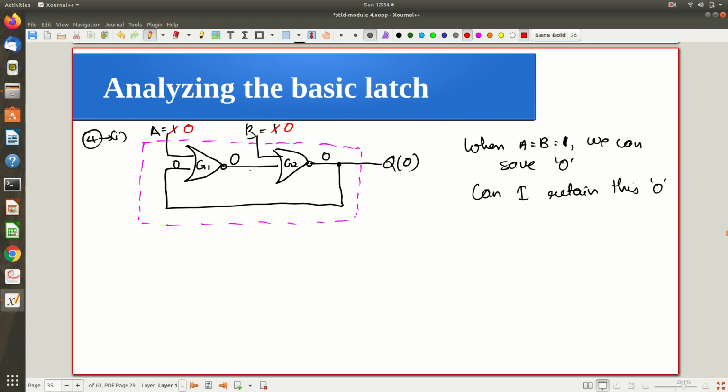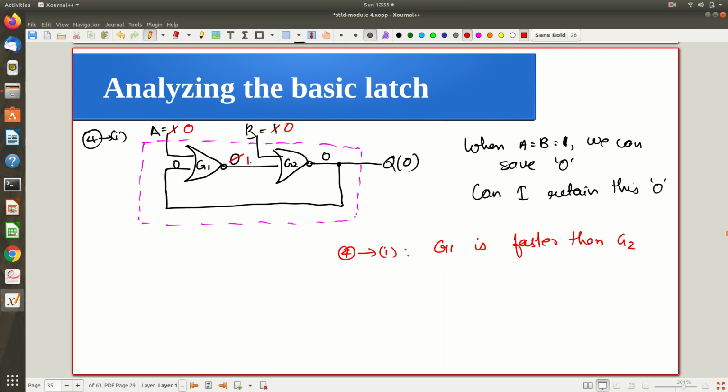Let's see. There are 3 sub cases I can think of further, depending on the speed of gate 1 and gate 2. Let me write the first case of the fourth one. Say gate 1 is faster than gate 2. Randomly I am taking this case. So gate 1 is a little bit faster than gate 2. What will happen when both inputs are 0 to gate 1? Both inputs are 0, so it will immediately give a 1.